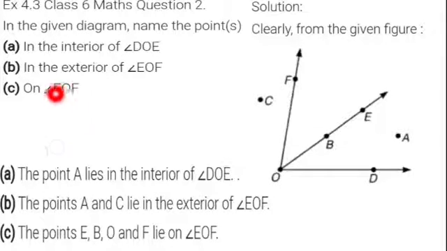The next is on angle EOF. On the angle, which points do you find? On these two rays, whichever points you can see are going to be mentioned. That is point E, point B, point O and point F on the arms of the angle. So they lie on angle EOF.